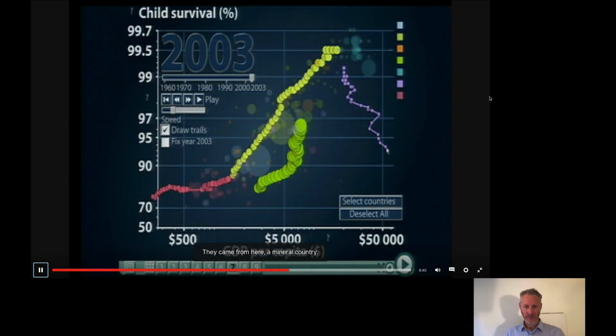They came from here, a mineral country. They caught all the oil, they got all the money, but health cannot be bought at the supermarket. You have to invest in health. You have to get kids into schooling. You have to train health staff. You have to educate the population. And Sheikh Zayed did that in a fairly good way. And in spite of falling oil prices, he brought this country up here.